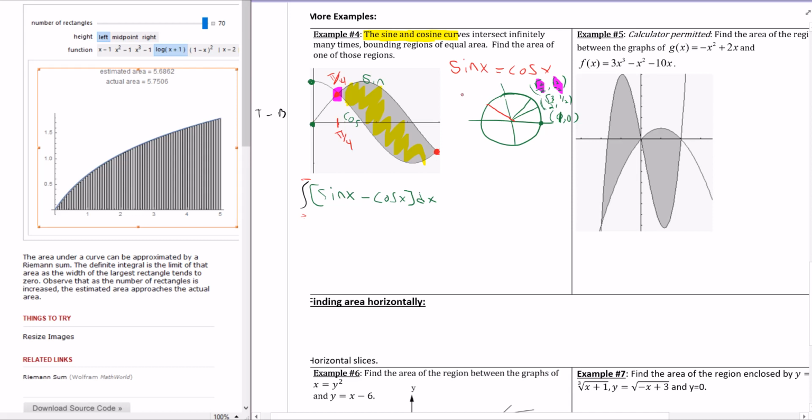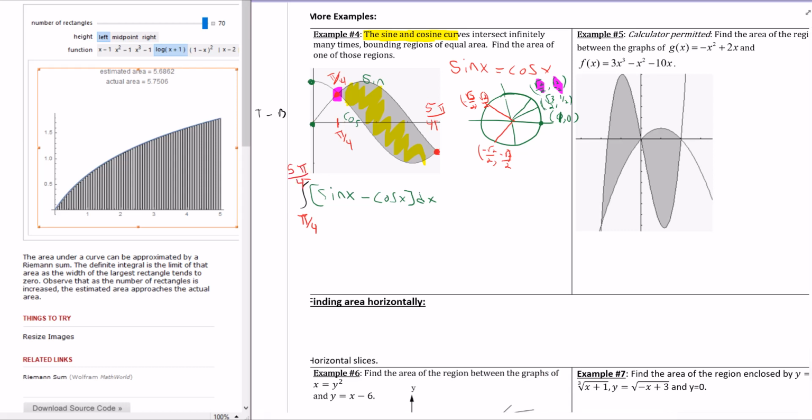Is it at 3 pi over 4? Well, no, because this one's negative root 2 over 2 and root 2 over 2. So those aren't the same, right? They're opposites. So how about down here? Well, this coordinate point is negative root 2 over 2, negative root 2 over 2, right? Because it's in the third quadrant where both signs are negative. So where does that happen? That's at 5 pi over 4. So this is happening at an angle of 5 pi over 4. And so those are the limits, right? So we're going to integrate this from pi over 4 to 5 pi over 4.